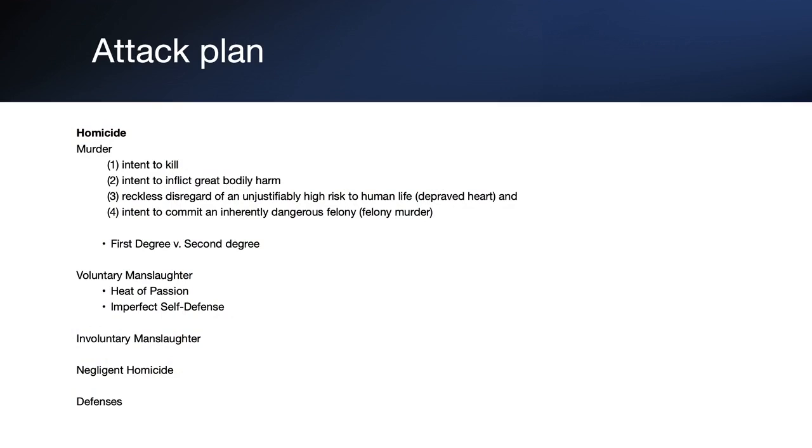We have first degree and second degree. And then we get into things like voluntary manslaughter. That might include the heat of passion, imperfect self-defense, involuntary manslaughter, negligent homicide, and then some defenses. So every single time there's a dead body, I've got to mentally go through murder, manslaughter, voluntary, involuntary, negligent homicide. I want to consider whether there's any possibility that these things could apply. And if so, I need to talk about them.